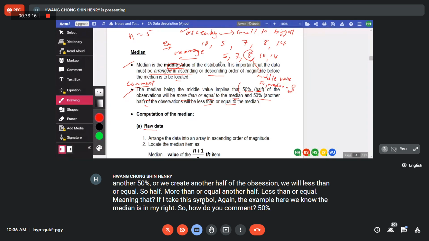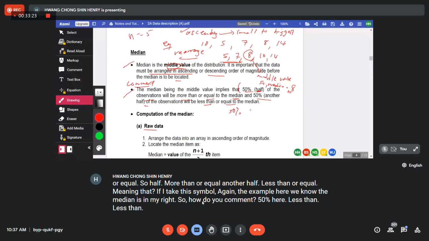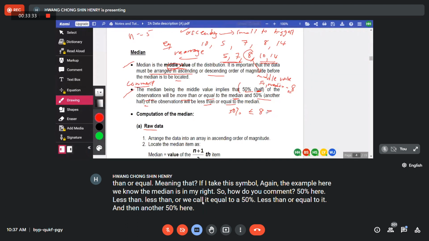50% here less than, or we call it equal to 8. 50% less than or equal to 8. And then another 50% here. This is more than or equal to 8.